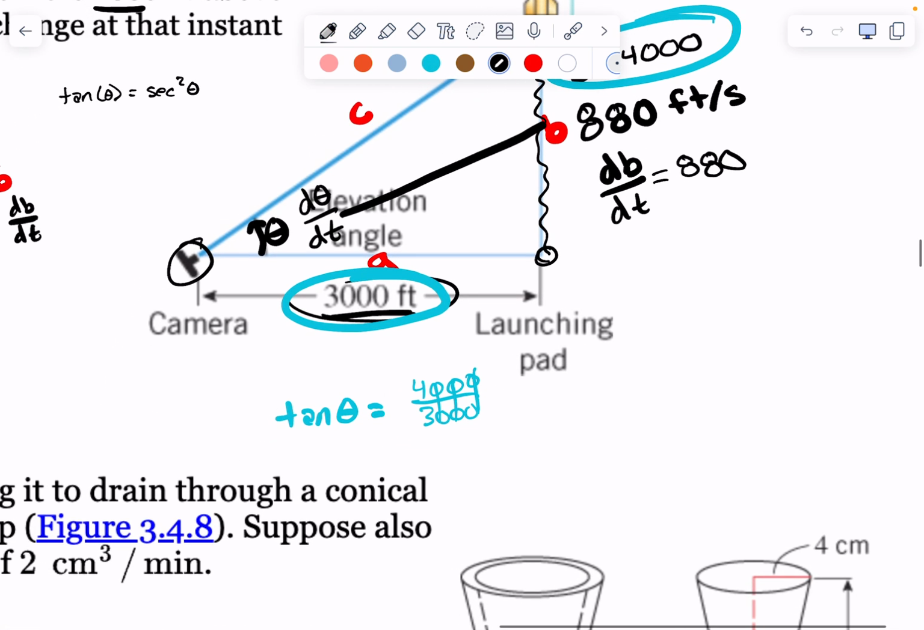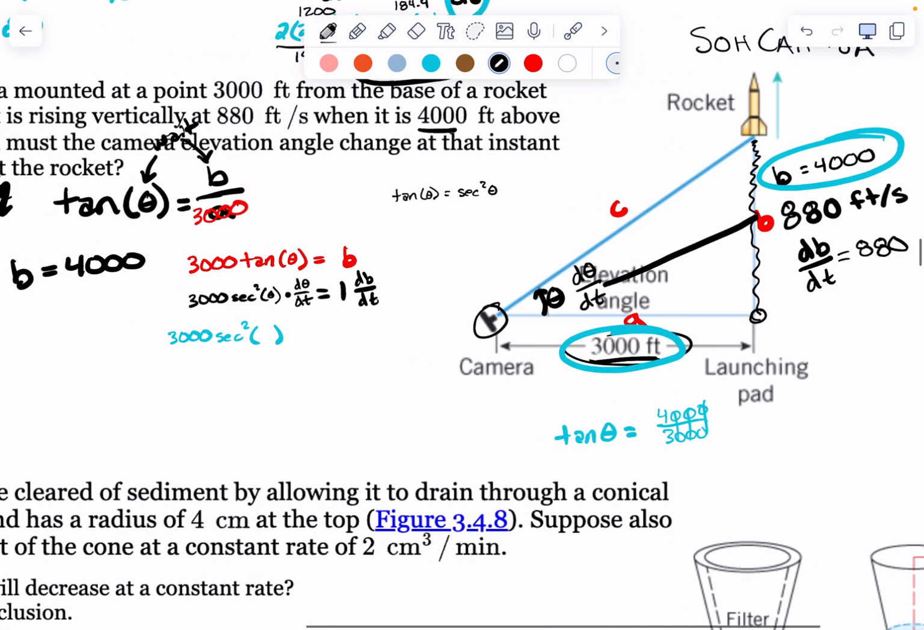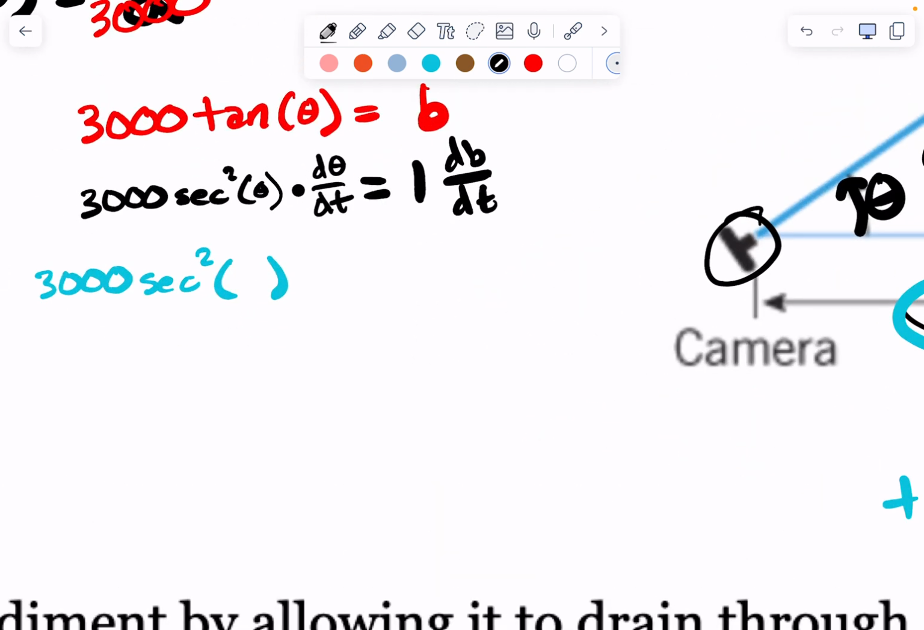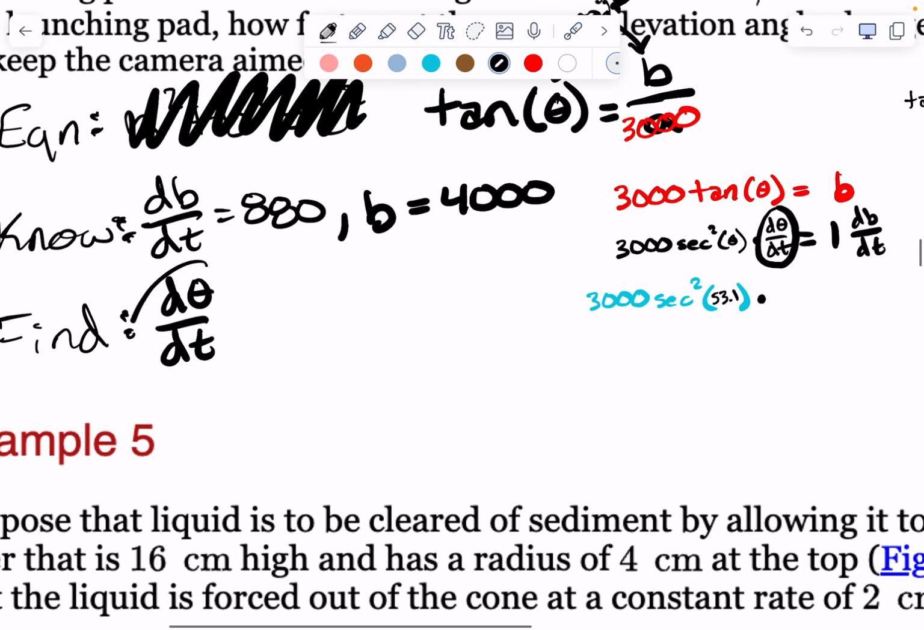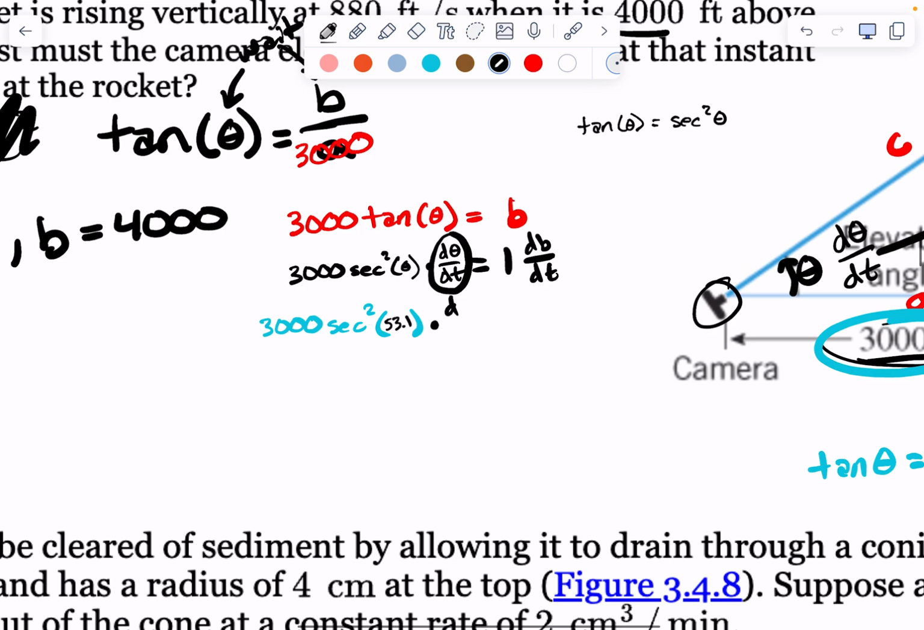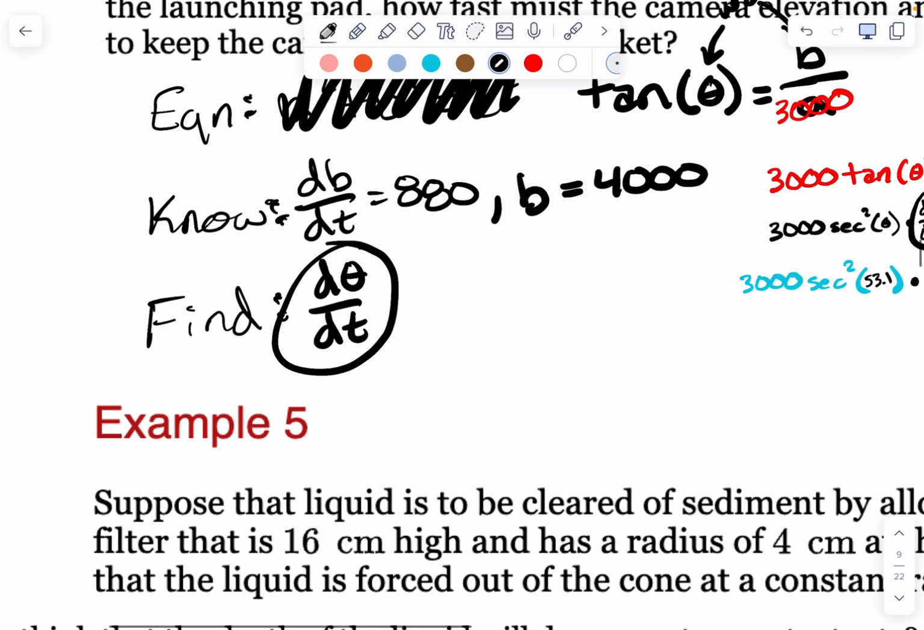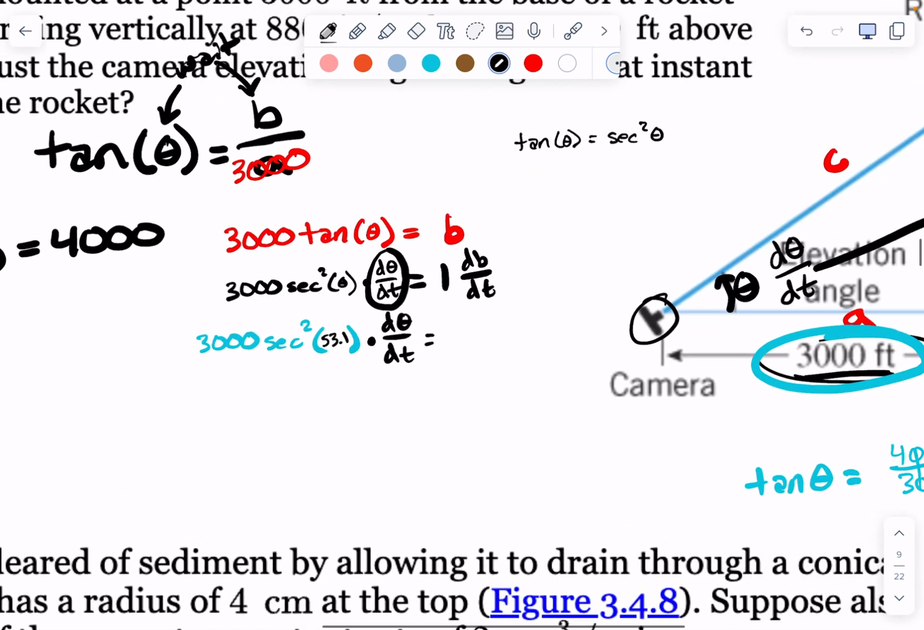53.1 degrees. Cool. You did inverse tangent, right? Okay. So 53.1 degrees is going to go there times d theta dt. What's d theta dt? No, d theta dt is what we're solving for, right? So just leave it. I want to know the rate at which the angle is changing, right? And then 1 dB dt, and dB dt is changing at a rate of 880. So 880.